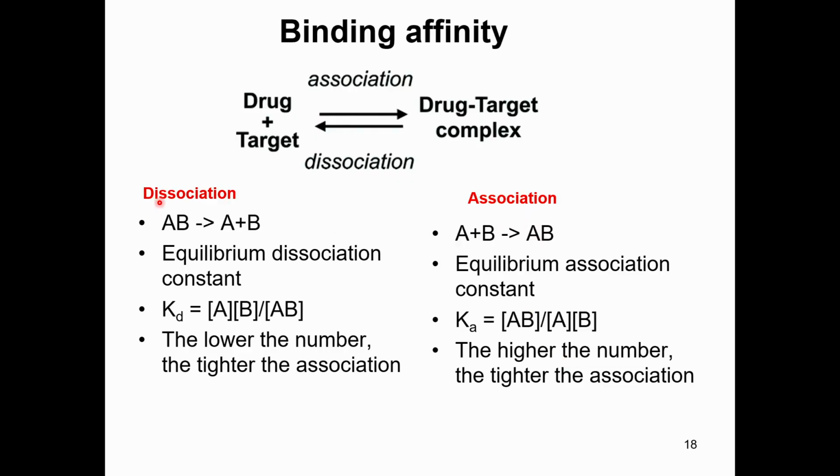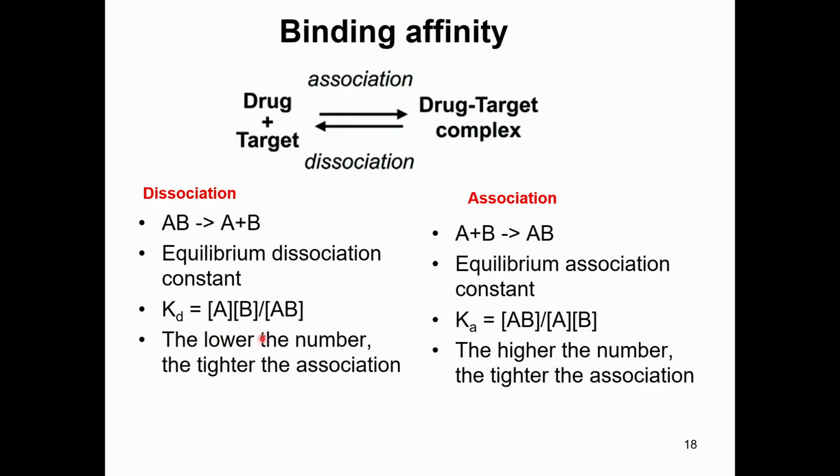But we can also flip this around and look at dissociation on the left here. And this is where the drug-target complex falls apart into free drug and free target. So here you have AB dissociating, and then you get A plus B, okay? And so this is called the equilibrium dissociation constant. And you'll see that we use the symbol Kd, which is the dissociation constant, to describe that. And Kd is equal to free A times free B divided by the concentration of AB. And anytime you see brackets in chemistry, it means concentration, okay?